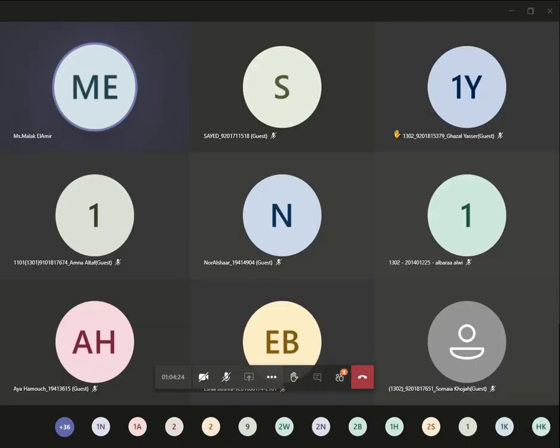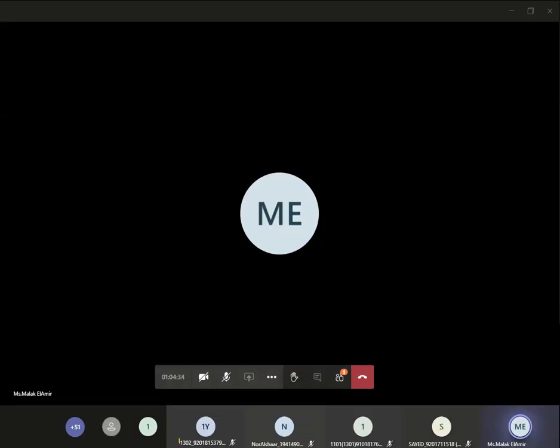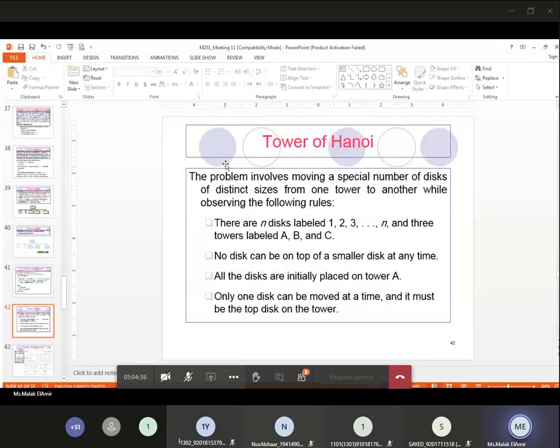Now return back to my slides. In front of you, Tower of Hanoi. What is a Tower of Hanoi?